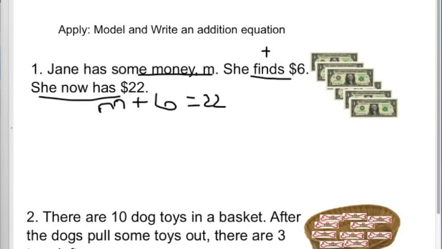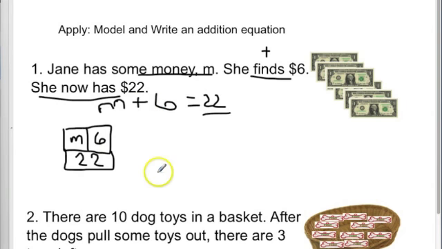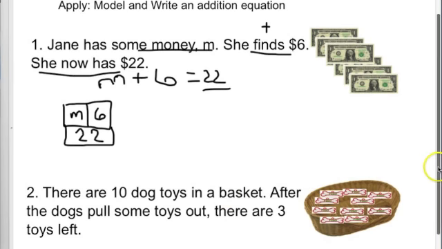Now we have to model this. So we're going to use what we know about models to model this equation. So M plus 6. We would do this exactly like we have done the rest of our addition models. So on the first box, we would put the M. Second box, we would put the 6. Now what's different is this part, equals 22. The way that we do that is that we add another box, and we put 22 inside of it because this represents the M plus the 6. That gives us a total of 22. So this is how we would model this equation. Let's look at our next example.